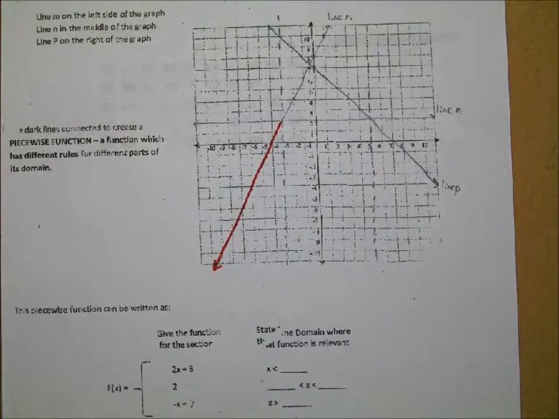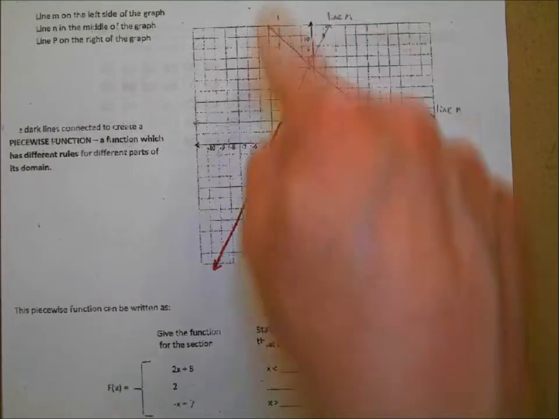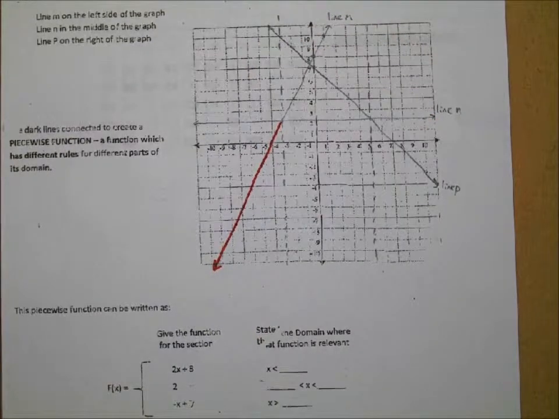How do you know to stop at that point? Because the directions say graph or trace line M on the left side of the graph. If I cross that border line, I won't be on the left. I'll be in the middle section now.